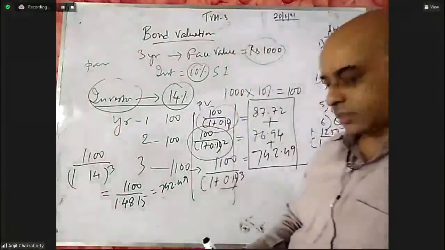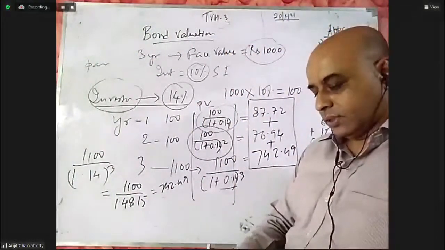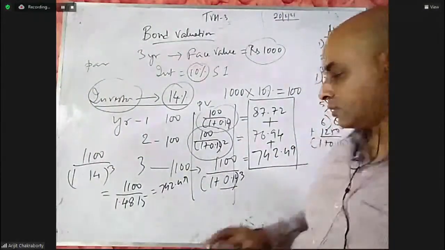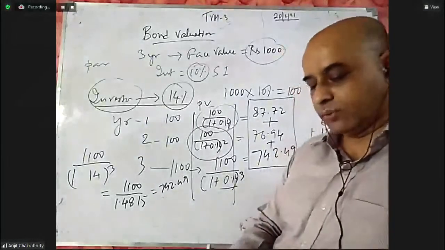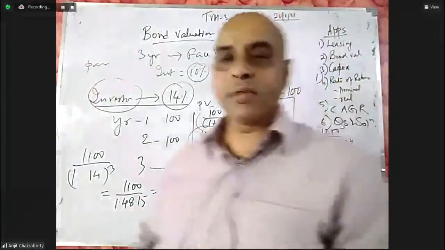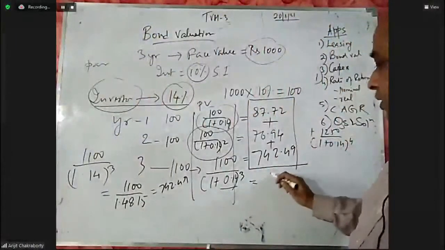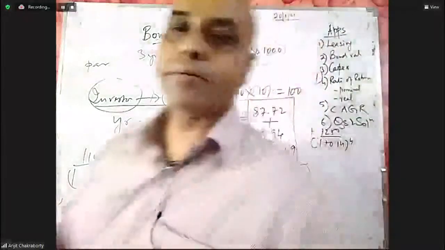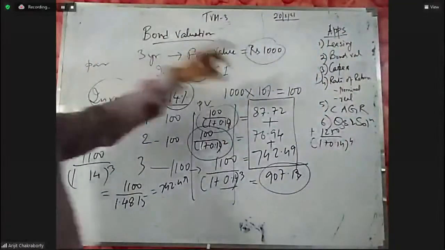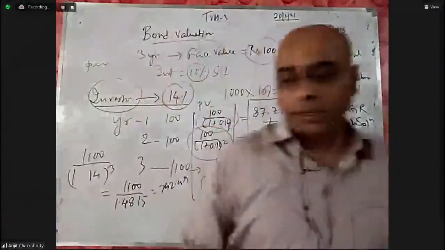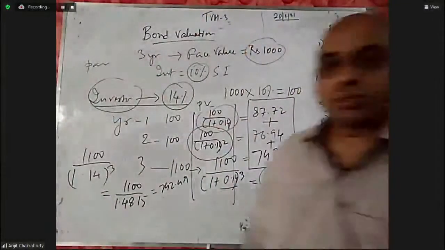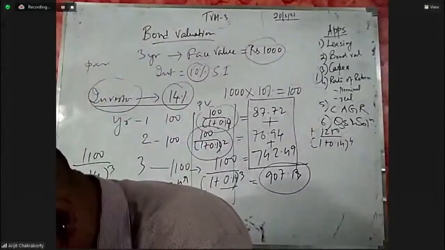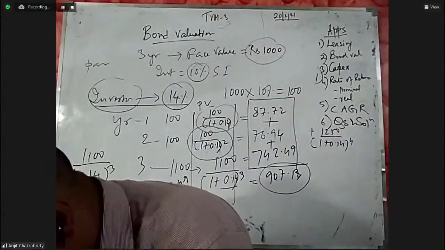So let us just add these figures. 87.72 plus 76.94 plus 742.49. I am getting 907.12. So approximately 907.1213, whatever. So this is the maximum price of the bond which you can pay. Even though the face value is 1000, the maximum value you can pay is 907. If you pay more than that, then you lose out. So the purchase value of the bond should be 907.12513. This is how you solve, right?